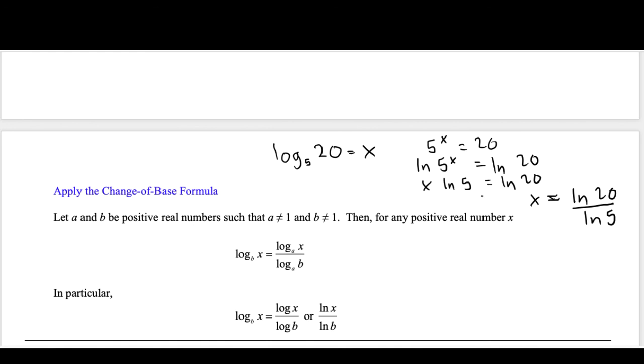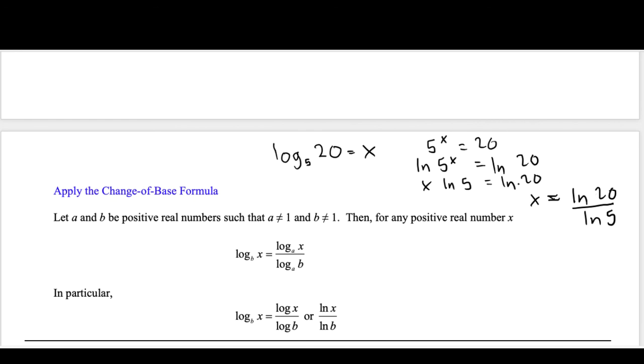So by applying the power property of logarithms, I was able to take this expression and write it in terms of just natural logarithms. And this is something that I could easily just plug into my calculator. I can evaluate ln 20 divided by ln 5 on my calculator because it has a key for natural logarithms. Okay.